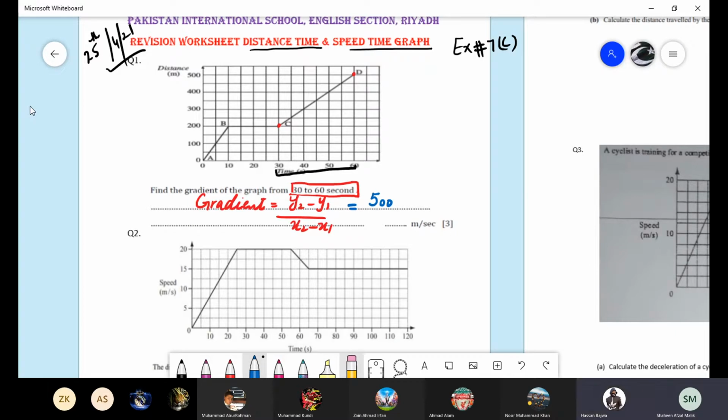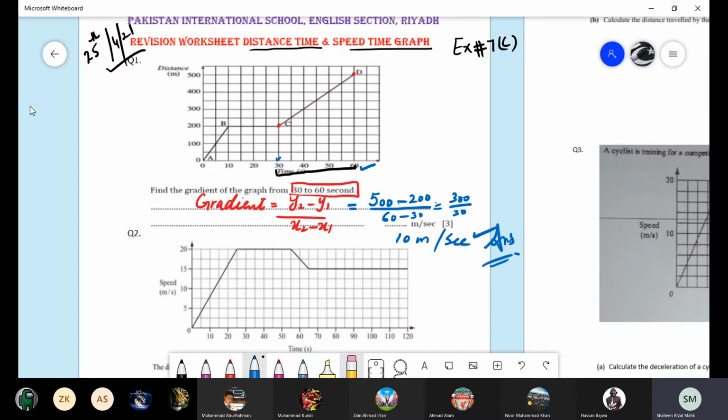What is the second value of the y? Yes, boys, the second value is 200. Divided by x2 minus x1. x2, if we come down from this point, the value is 60 and from here the value is 30. It will be 60 minus 30. 500 minus 200 will be 300, divided by 60 minus 30, which is 30. What will be the answer? 10. The answer will be 10 meter per second. This is the answer of your question.